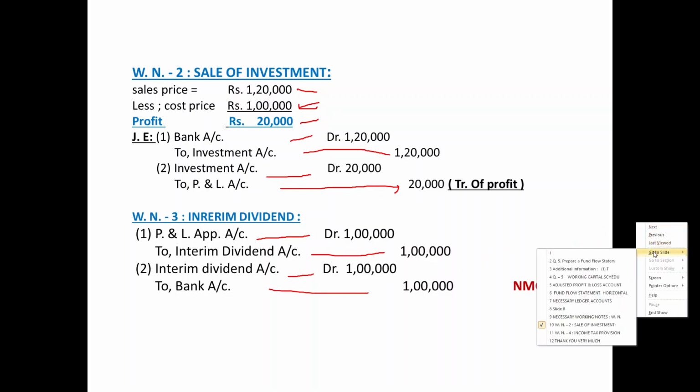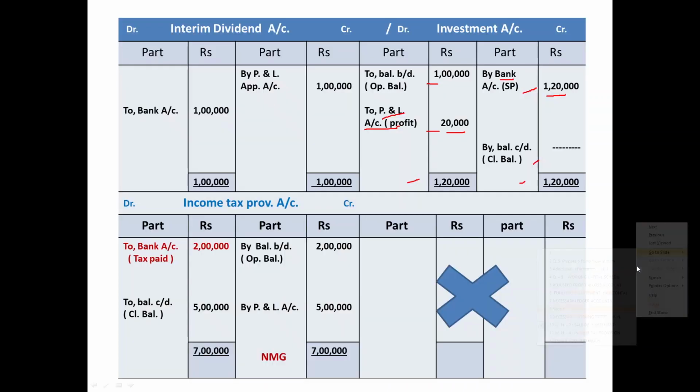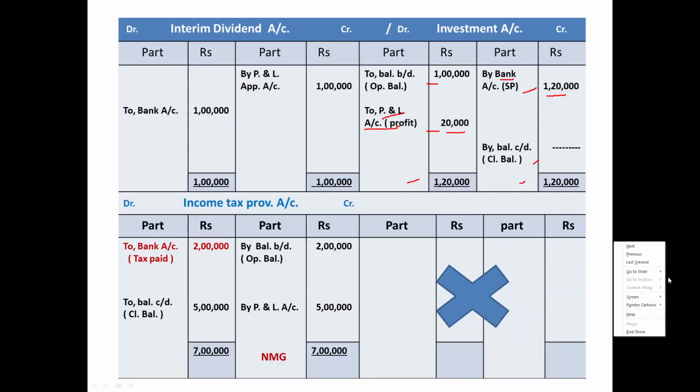Let us give the posting in the interim dividend account. Have a look, interim dividend account. यहाँ कोई ओपनिंग बैलेंस क्लोजिंग बैलेंस होने का सवाल नहीं है. फर्स्ट जर्नल एंट्री, प्रॉफिट एंड लॉस अप्रोप्रिएशन अकाउंट डेबिटेड 1 lakh to interim dividend account credited 1 lakh, and then second, interim dividend account debit to bank account credit 1 lakh. Account is over.